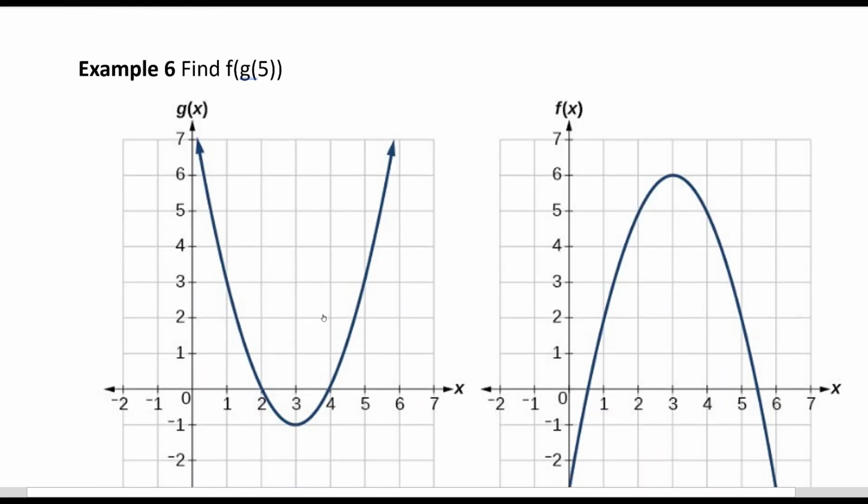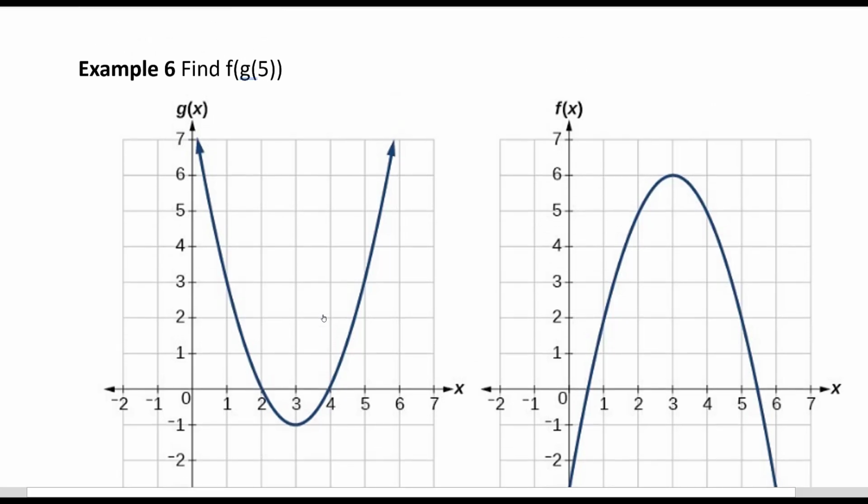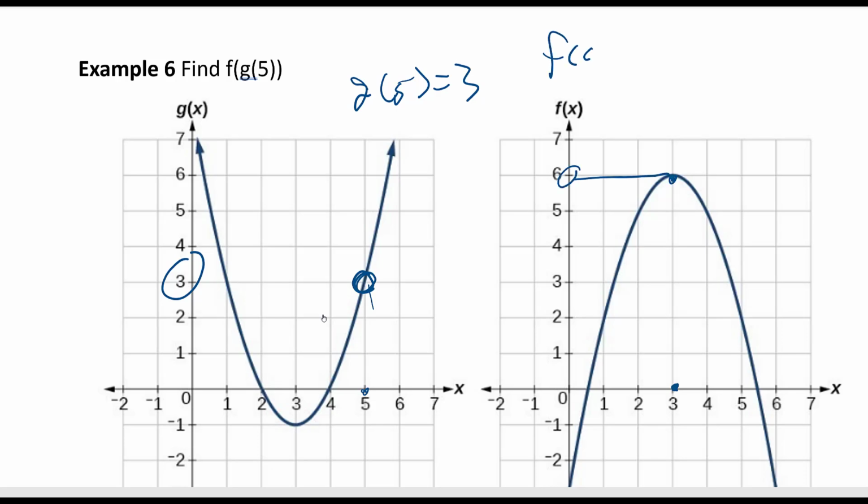So, for example, f of g of 5. So we look for g of 5. Here's 5. There's g of 5. So g of 5 is 3. So now we're going to come over here. If we have an input of 3, the output is 6. f of g of 5 is f of 3, which is 6. And that's it.